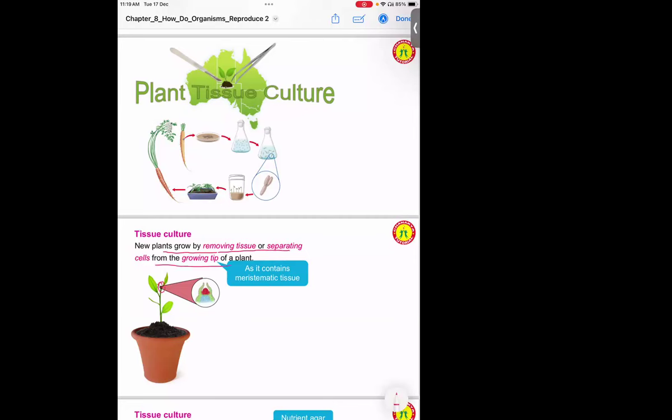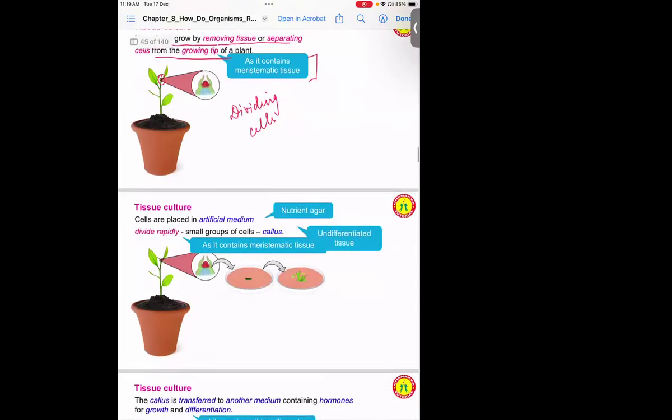Now why are they taking the growing tip? Because only in the growing tip will they have the dividing cells. Dividing cells are present in the growing tip, so that is why they take the tip of a plant. It also contains the meristematic tissue. Meristematic tissues are those tissues which have the capability to divide. That is why they take the growing tip.